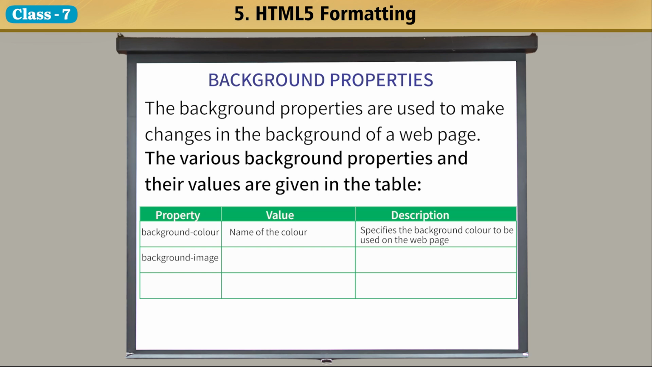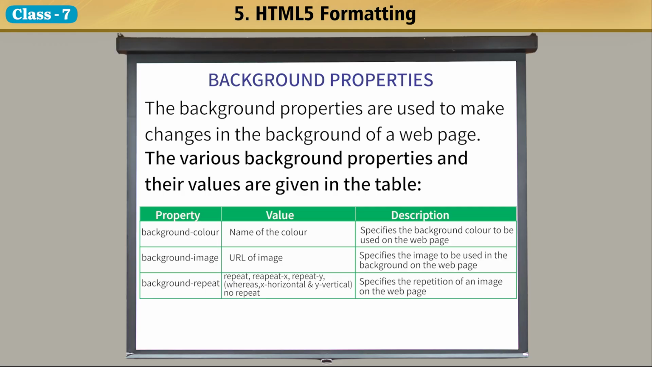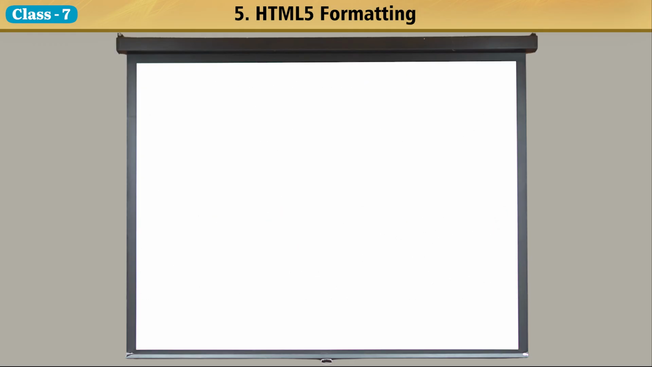Background image: URL of image. Specifies the image to be used in the background on the web page. Background repeat: repeat-x, repeat-y, where x is horizontal and y is vertical, no-repeat. Specifies the repetition of an image on the web page.